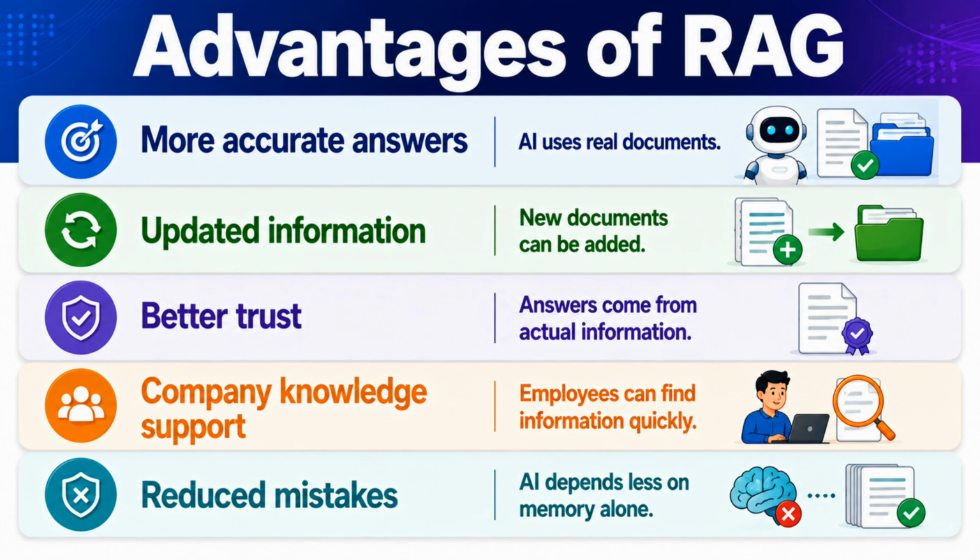What are the advantages of RAG? More accurate answers because AI uses real documents. Updated information because new documents can be added at any time. Better trust because answers come from actual information. Company knowledge support because employees can find information quickly. Reduced mistakes because AI depends less on memory alone.